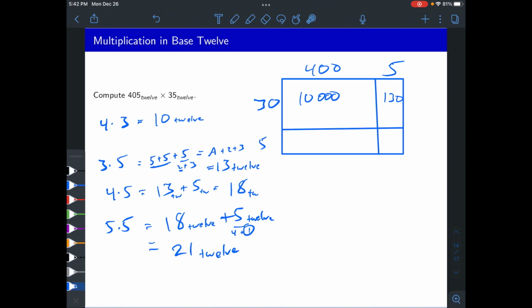Okay, so 5 times 5 is 21 base 12. And then 4 times 5 we said was 18 base 12. And then I'm putting the zeros there because this is 400. All right, now I line everything up.